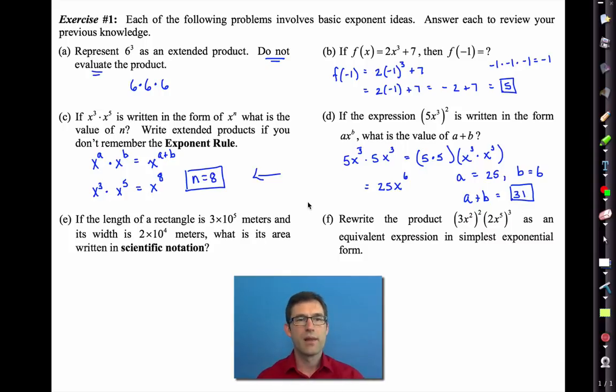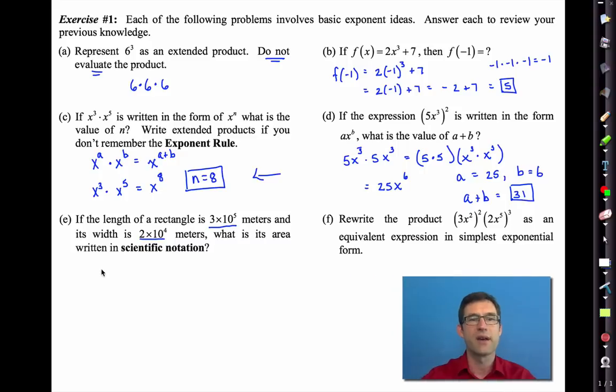All right, letter E, a little bit of what's known as scientific notation. If the length of a rectangle is 3 times 10 to the 5th meters, and its width is 2 times 10 to the 4th meters, what is its area written in scientific notation? Well, as we should know, the area of any rectangle is its length times its width. So in this case, that will be 3 times 10 to the 5th times 2 times 10 to the 4th.